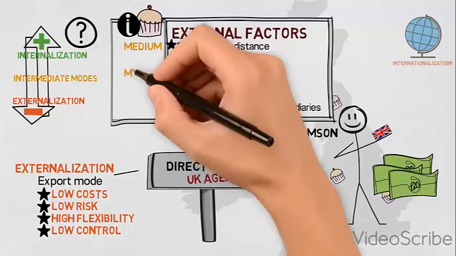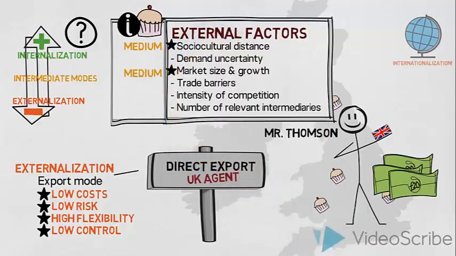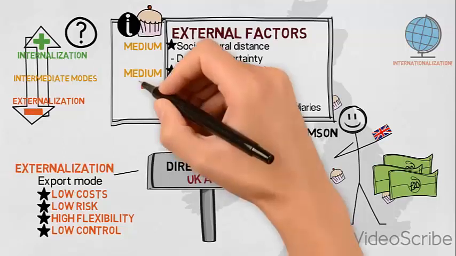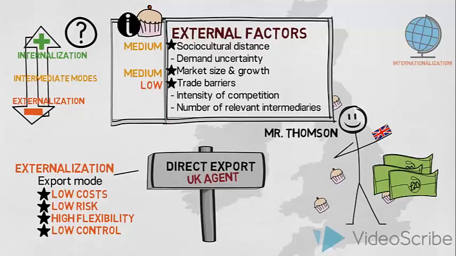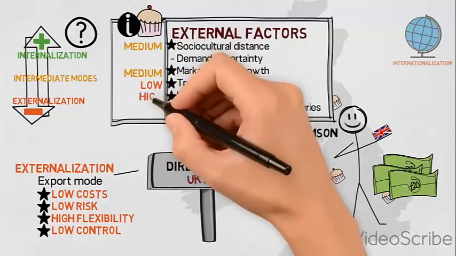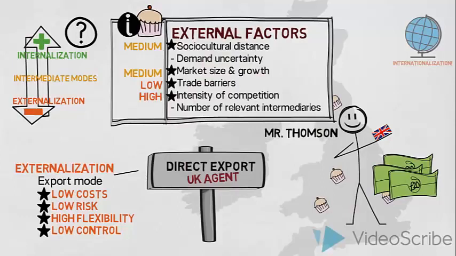French Cakes have researched the UK market and concluded that the market is of a decent size and that it is growing at a moderate pace. Currently, there are no trade barriers standing in the way of exporting goods to the UK. French Cakes have discovered that the competition is intense. This would add to the level of risk should they wish to use a hierarchical mode. Therefore, this indicates a move towards externalization.